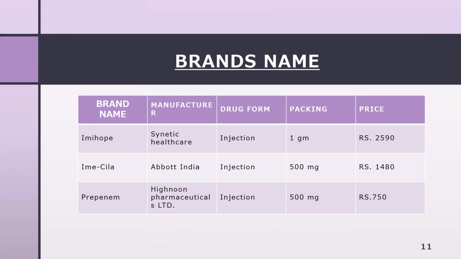Second one is Imicella, which is moderately costed, manufactured by Abbott India, in injection form in the packing of 500 milligram. Its cost is rupees 1,480. Then the last one is Prepenem, manufactured by Hyanur Pharmaceuticals Limited in injection form in the packing of 500 milligram, and its price is 750, which is the lowest cost.